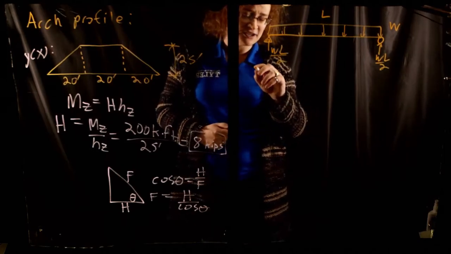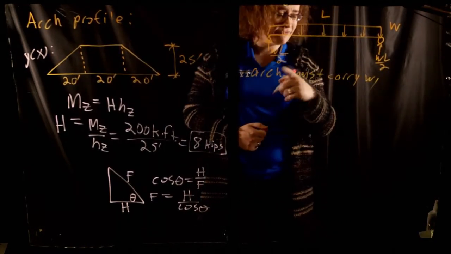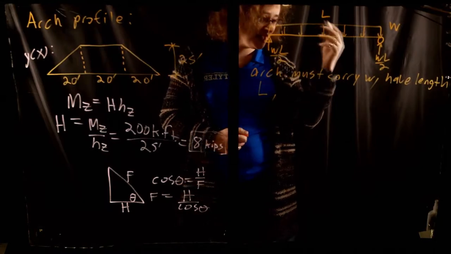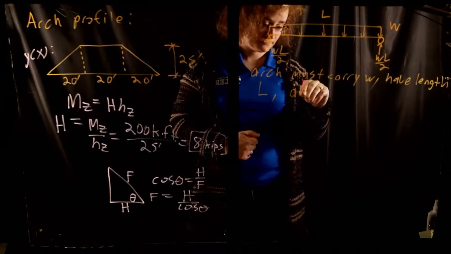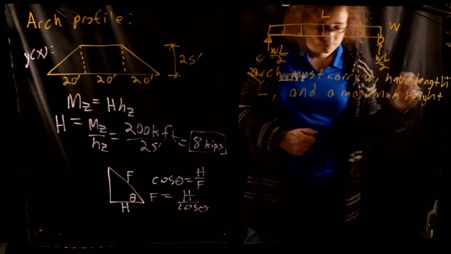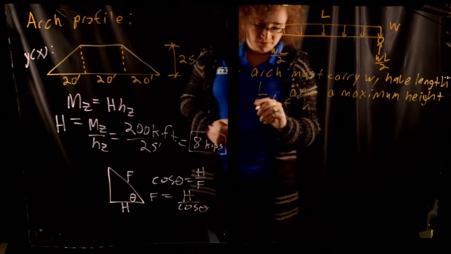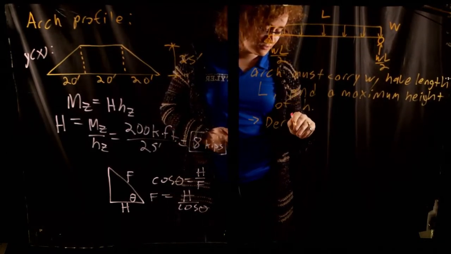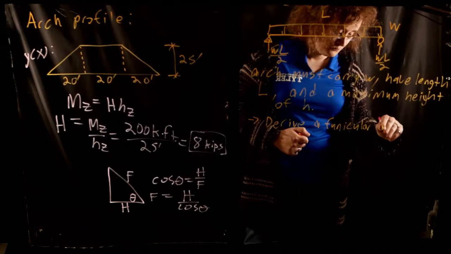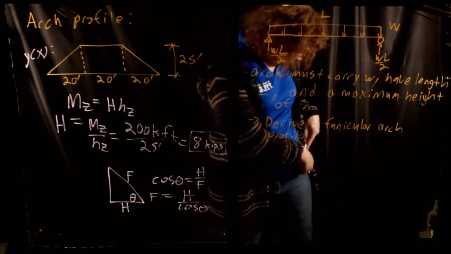And I'm going to say that this arch must carry the distributed load W, have a length of L, and let's give it a maximum height of H. And I want to figure out what arch profile is necessary to do that. Find or derive a funicular arch profile for this loading. So let's go ahead and do that.